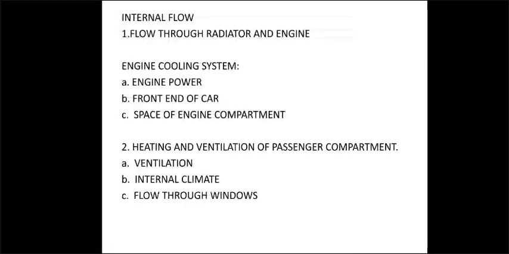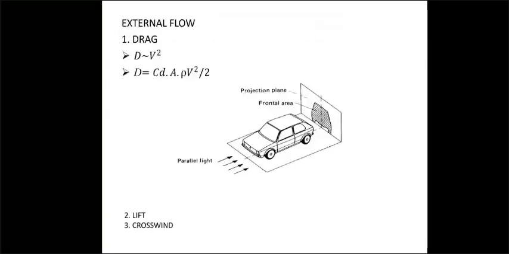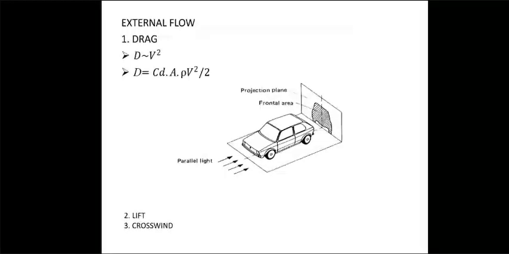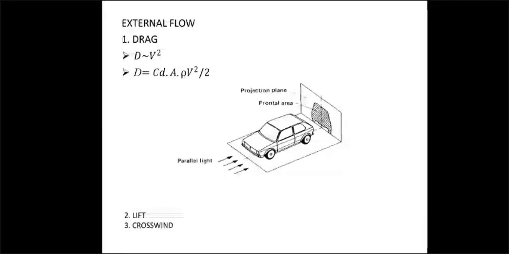In external flow, the drag D is directly proportional to the square of the velocity. So in the external flow, the aerodynamic drag D as well as the other force components and moments increase with the square of the vehicle speed. So D is directly proportional to V square. So how are you going to calculate this D?